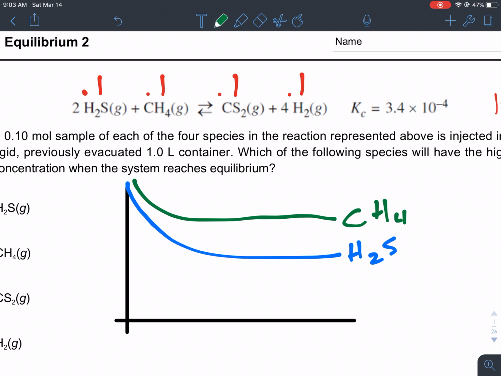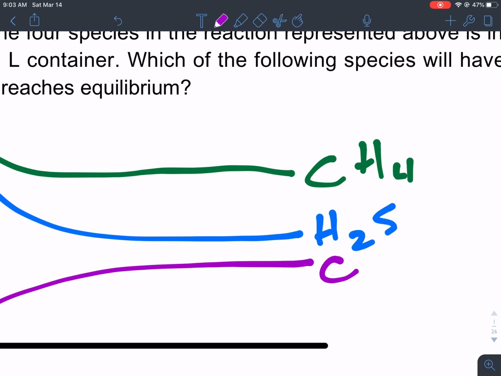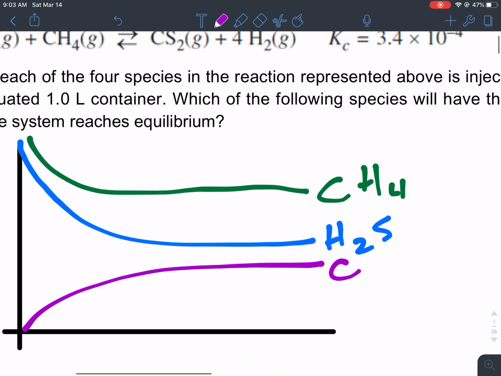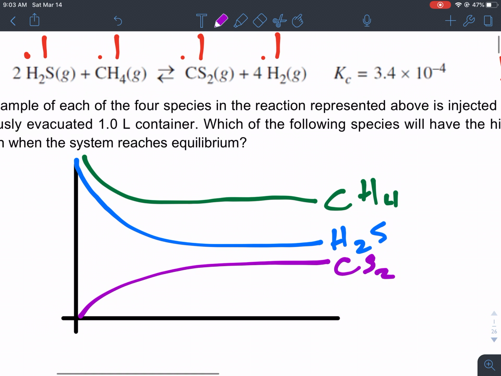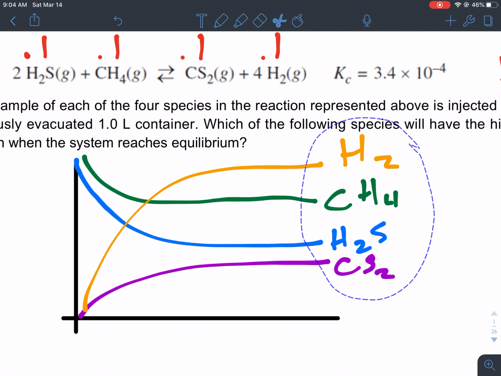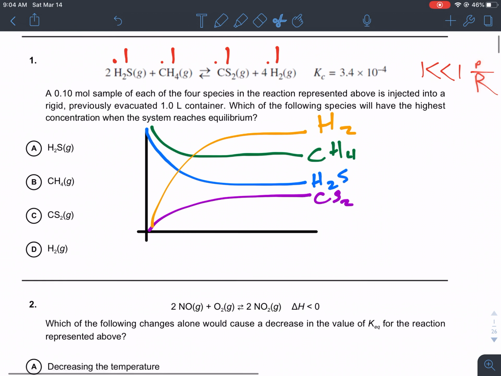Now, in the same vein, you have something like CS2. And CS2 is going to come up by 1 mole, while H2 is coming up by 4 moles. Now, to be honest, I'm not necessarily putting these guys all in the right place. I need to let them end at equilibrium right here, dependent upon Kc, but I'm not doing that right now. But don't worry about it.